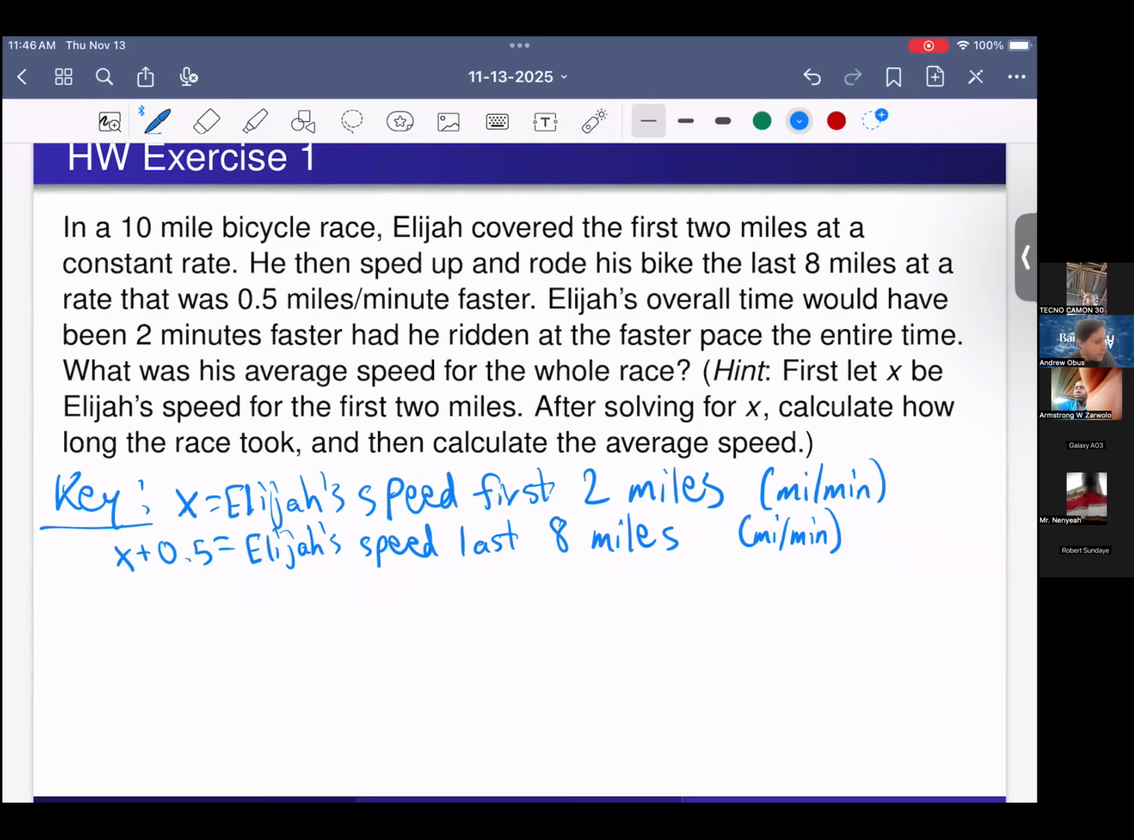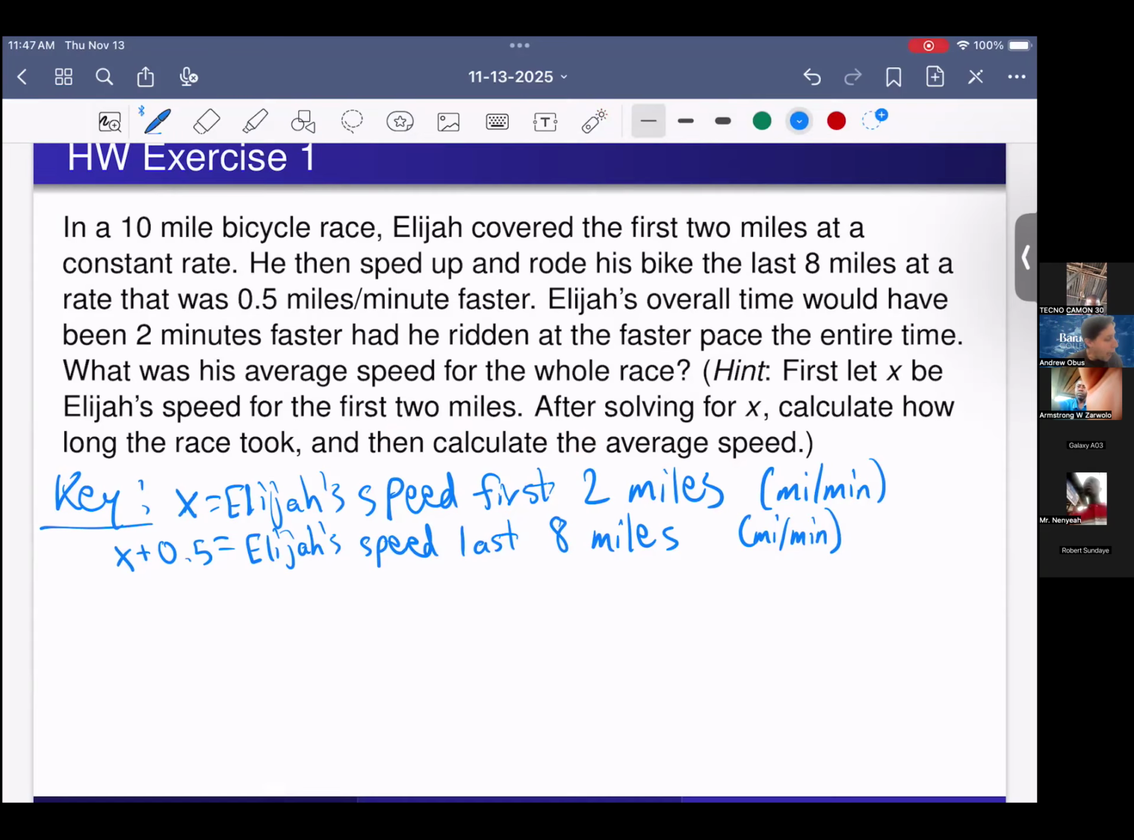But for now, we're going to first calculate the speed for the first 2 miles and for the last 8 miles, and then as the hint says, after you solve for x, then we can calculate how long the race took and then calculate the average speed. Okay, so is everybody with me up to this point? Yeah.